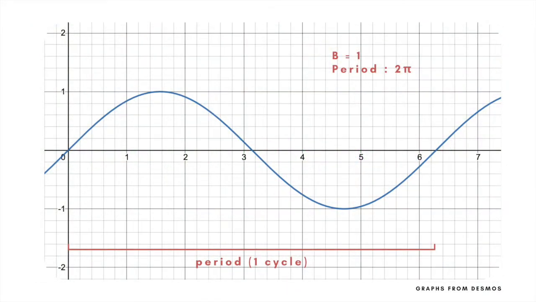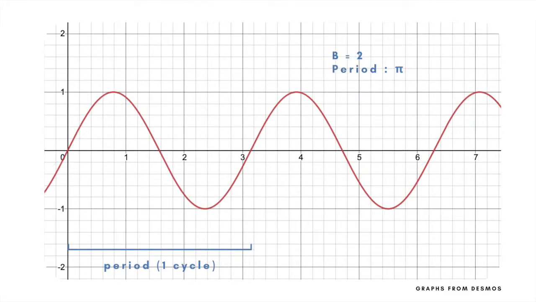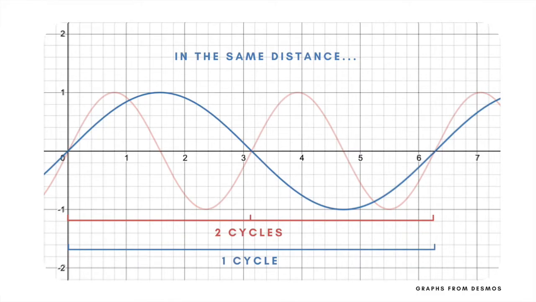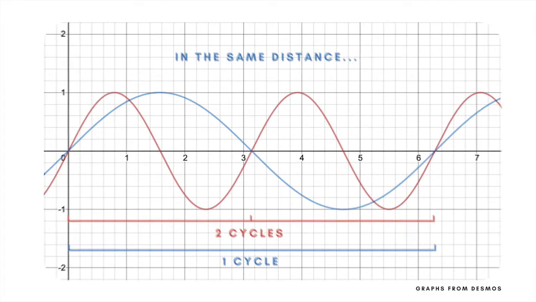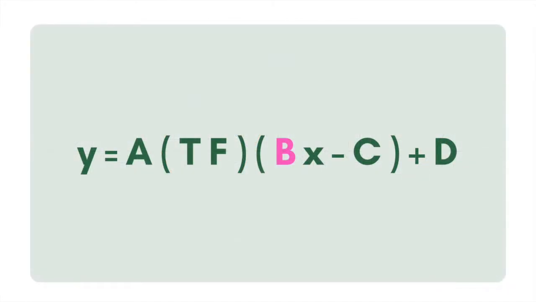We know that the standard period for a sine and cosine function is 2 pi. By dividing our standard period by b, we get the period of this function. For example, if b were to equal 2, our period would equal pi. In the same distance, we can now fit 2 of these cycles, so that would make one cycle half of the original cycle. The cycle number is a bit easier to find and is simply just b.